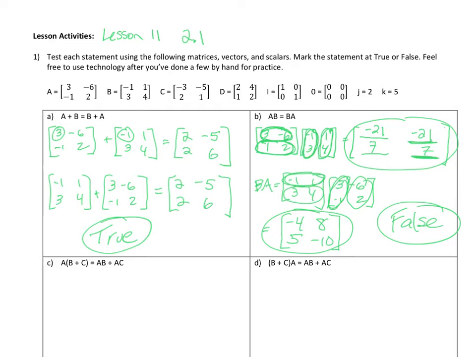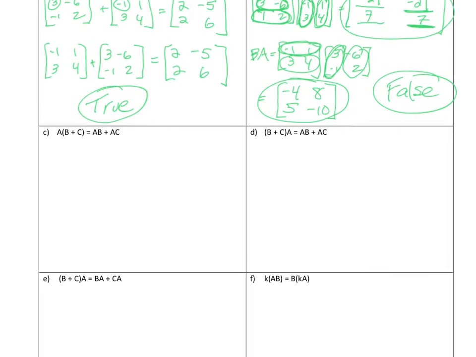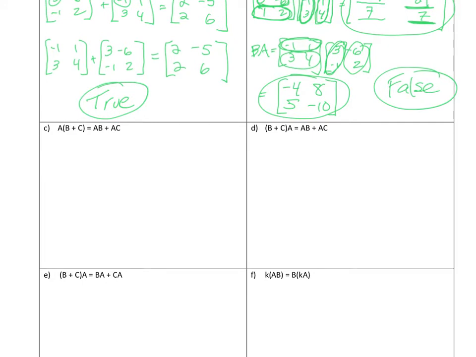namely the distributive property, to start. So A times B plus C, does that equal A times B plus A times C? Okay, so A is 3, -6, -1, 2. Oops.